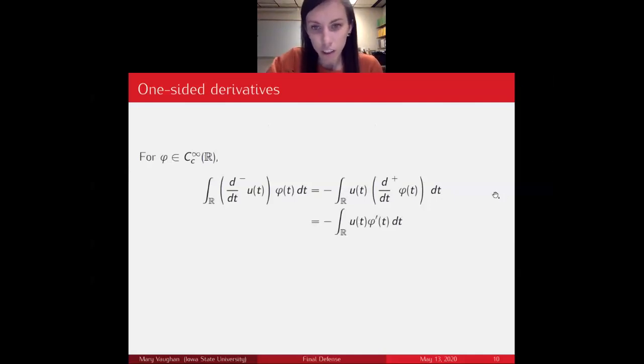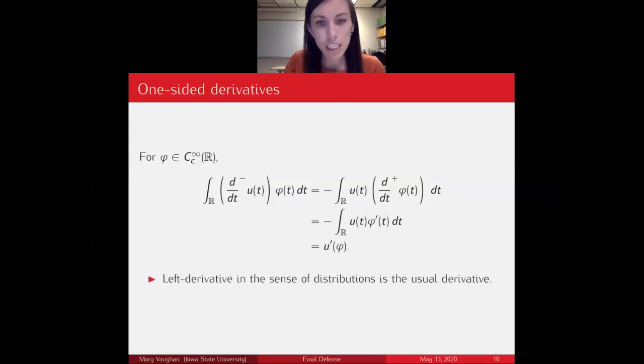Well, phi is a smooth function with compact support, so this is exactly the derivative. And what is this? This is the distributional derivative of u. And so left derivatives are exactly the usual derivatives in the sense of distributions. So when we start talking about these one-sided classical derivatives, the one-sidedness is lost as soon as we go into this weak setting. So we would like to develop a distributional setting where we can incorporate this one-sided property that we see in fractional derivatives.